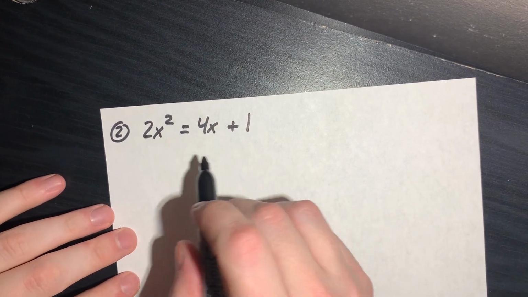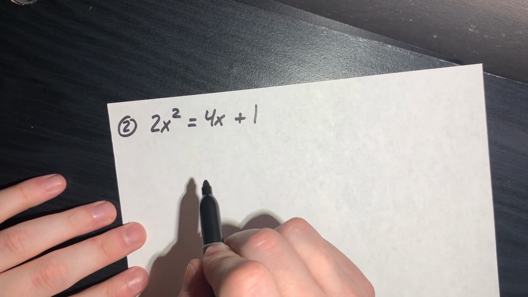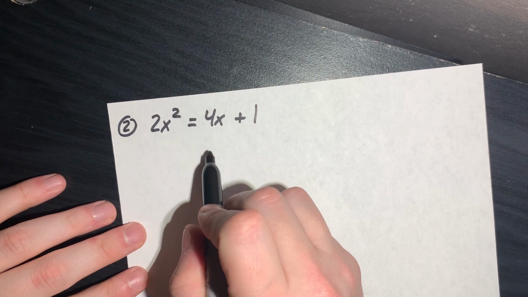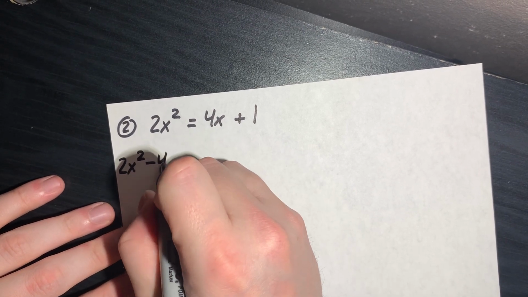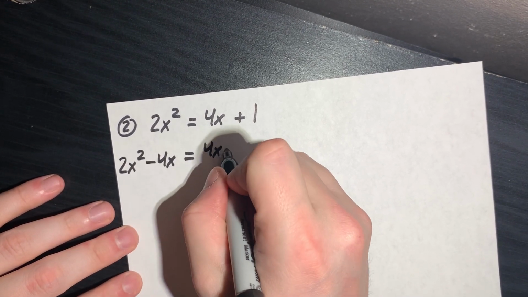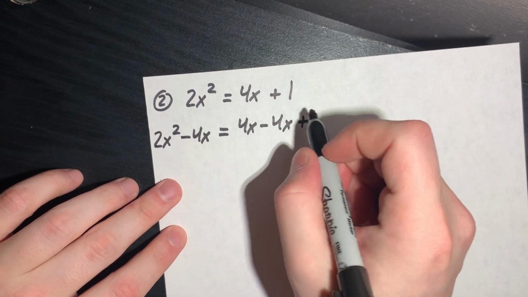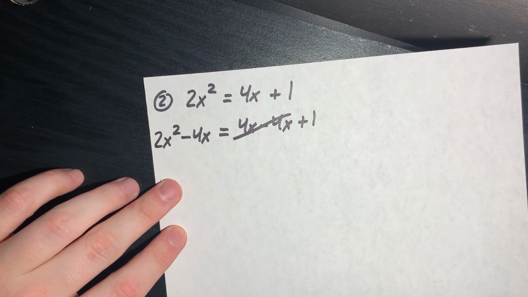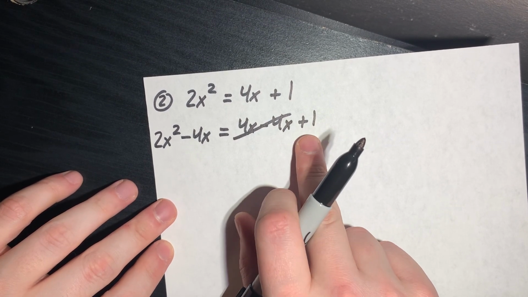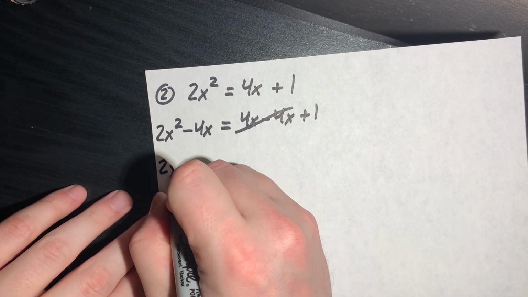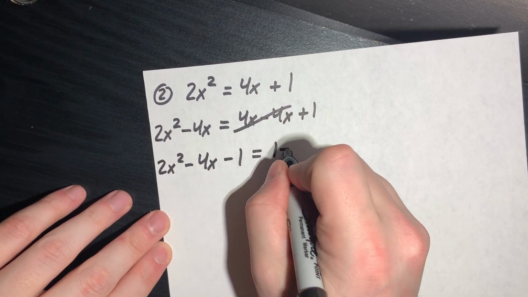Well, all we have to do is, of course, if we want to set this equal to 0, we have a positive 4x here, so in order to move that to the other side of the equal sign, we'll have to add the opposite, which is subtract 4x. So we'll know that that'll be 2x squared minus 4x equals 4x minus 4x plus 1. So we subtracted 4x from both sides, and then our 4x is canceled on that side. Okay, so that leaves us with a 1 over here. So since that's a positive 1, we'll also have to subtract 1 from both sides. So that'll give us 2x squared minus 4x minus 1 equals 1 minus 1.